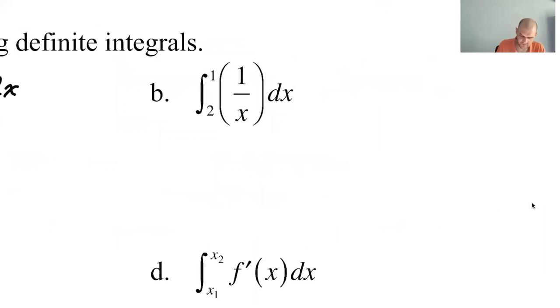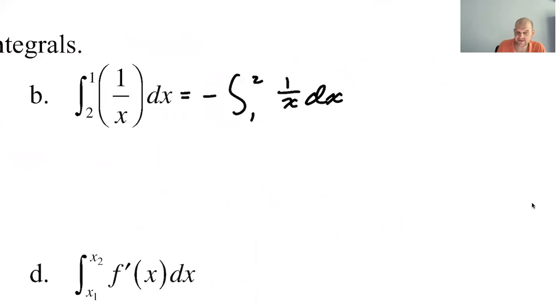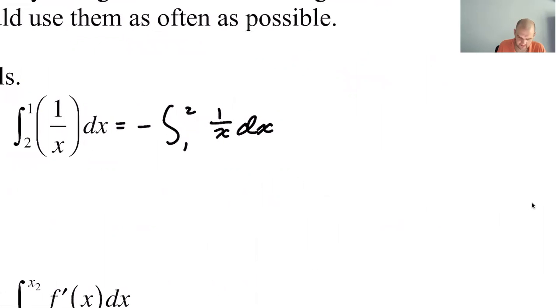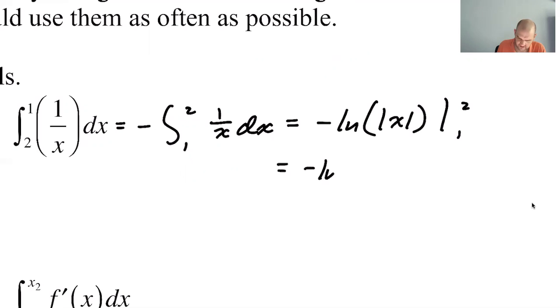This one has the same problem. 2 is bigger than 1, so negative integral from 1 to 2 of 1 over x dx. 1 over x dx is one that you memorize, right? So you look at it and you're like, well, what am I going to do? You're going to know that it's the negative natural log, absolute value of x from 1 to 2. So that's the negative natural log of 2, and then minus negative natural log of 1.